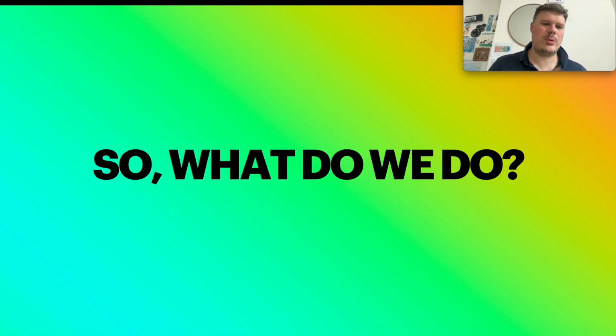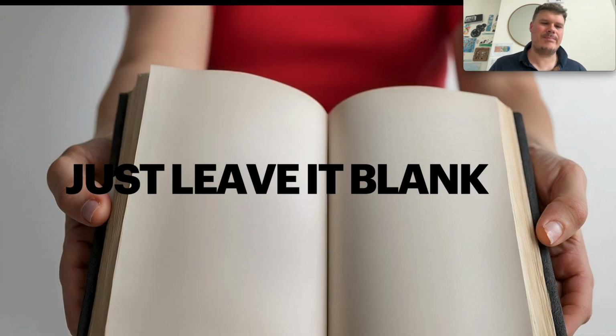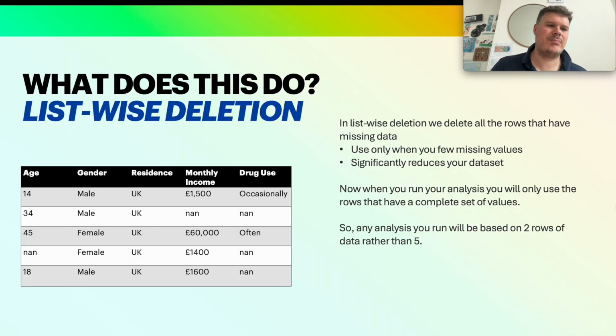So, how do we deal with it? Well, the easiest way is to just leave it blank. So in your data set, you just have a blank or NaN that indicates that it's a missing value. Once you've done that, two things will happen. There's two ways of dealing with that missing data once you run an analysis.